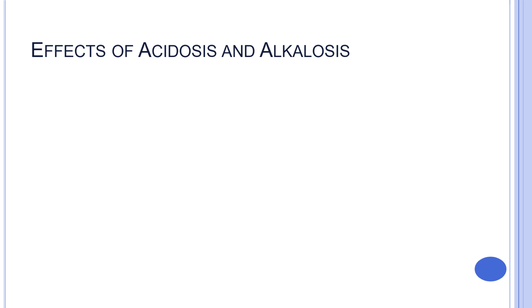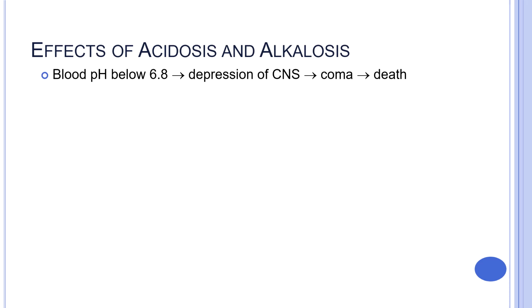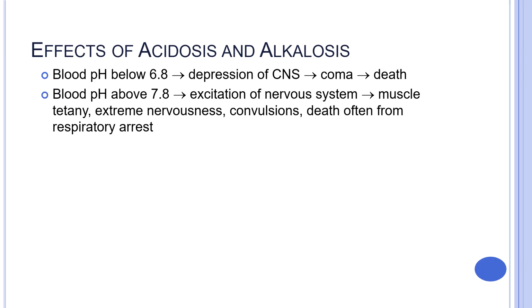So what are the effects of acidosis and alkalosis? A pH below 6.8, you get depression of the central nervous system, coma, and death. A pH above 7.8, you get excitation of the nervous system, muscle tetany, extreme nervousness, convulsions, and death, often from respiratory arrest.